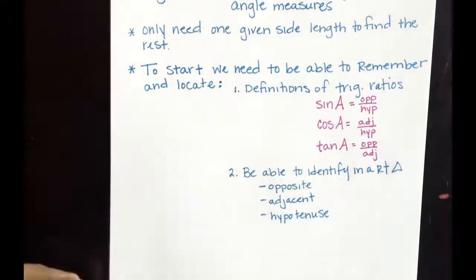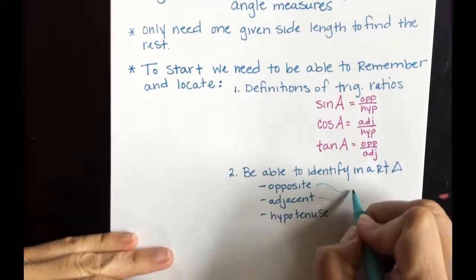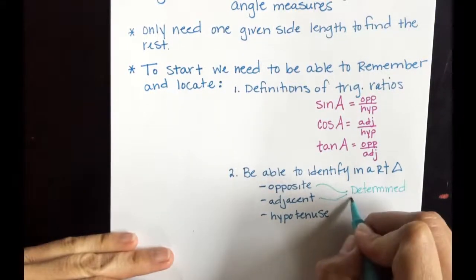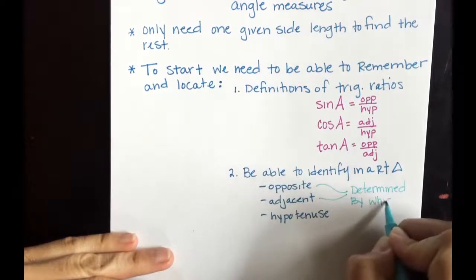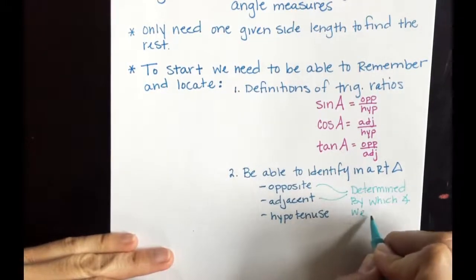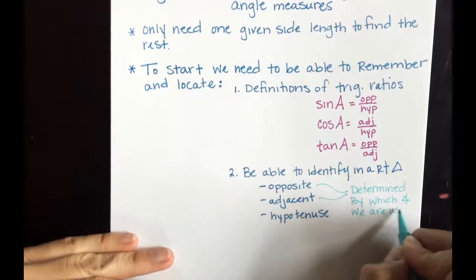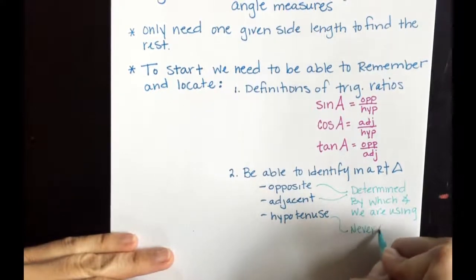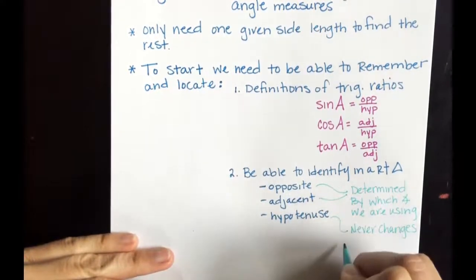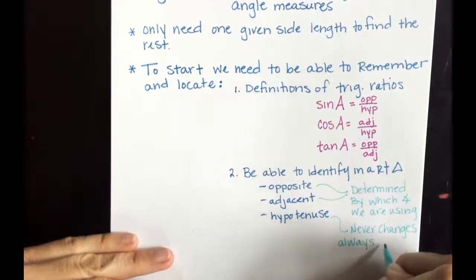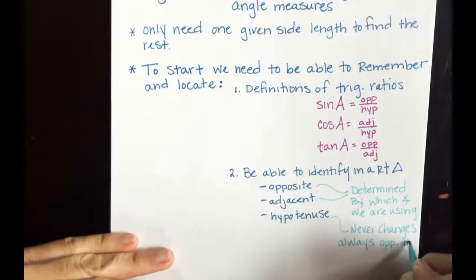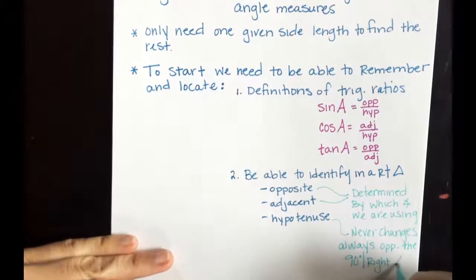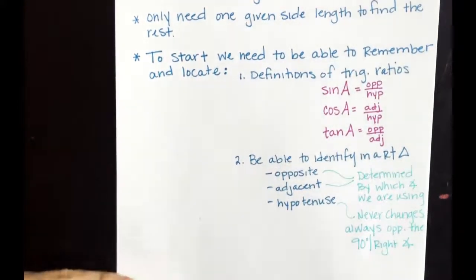The opposite and adjacent are only determined by which angle we are using. And the hypotenuse never changes. It is always opposite the 90-degree right angle. So that hasn't changed.